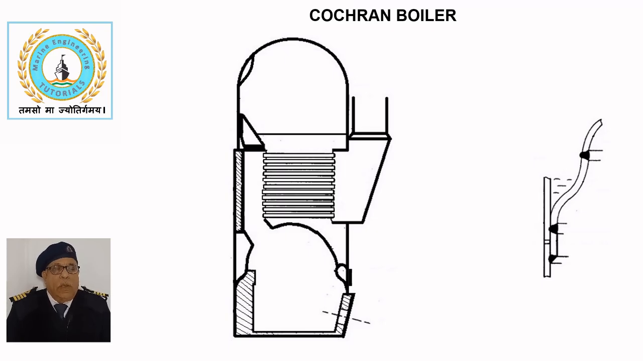Cochran boiler. The Cochran boiler is a vertical multi-tubular smoke tube boiler developed by the Scottish company Cochran and Company in the early 20th century. Due to its simple construction, high efficiency, and compact design, it was widely used on ships where space is at a premium and a compact boiler is essential. The sketch shows a Cochran boiler of an older design with riveted construction.